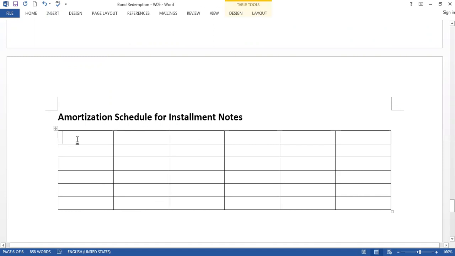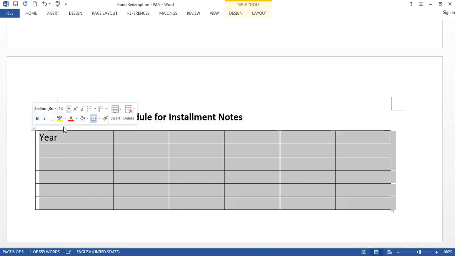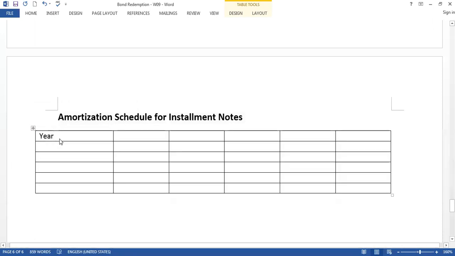So first is about year. This column is year. So we have year 1, year 2, year 3, 4, and 5. This is the 5 years note. So we have 5 years here.